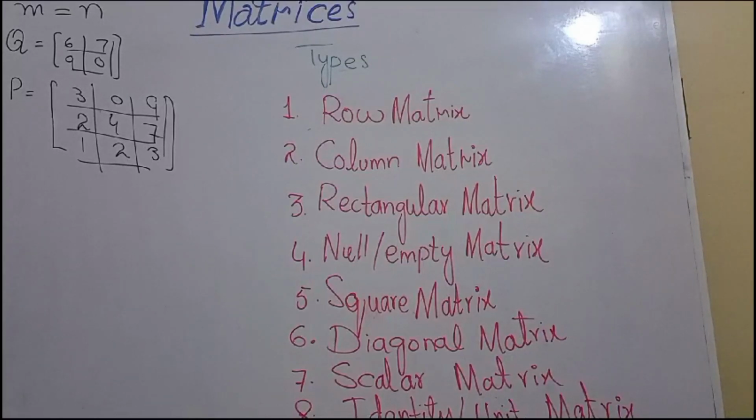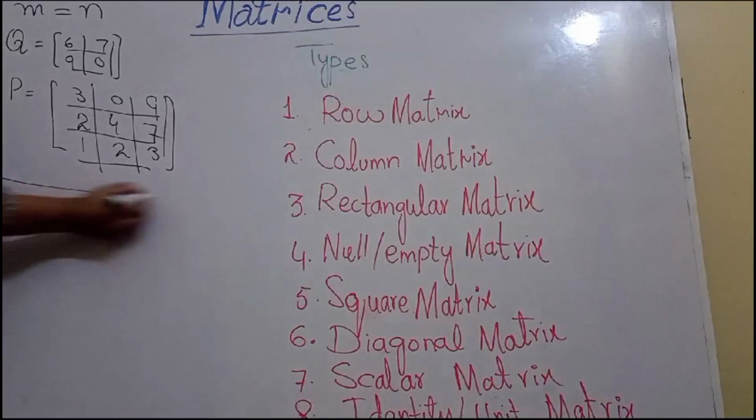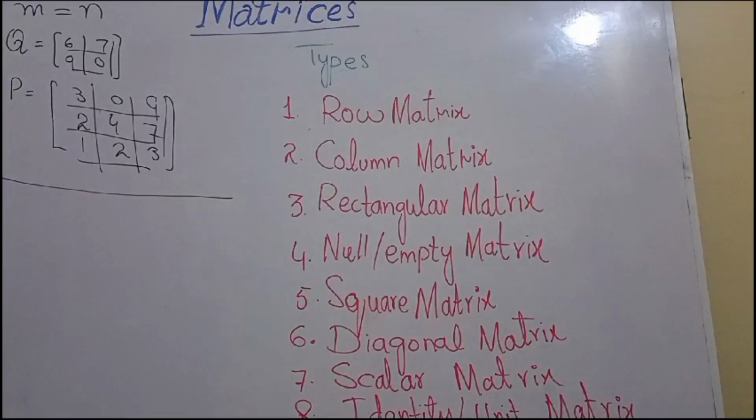Moving toward the next type, that is the diagonal matrix. For diagonal matrix, the first condition is that a diagonal matrix must be a square matrix. That means the number of rows and the number of columns in the diagonal matrix should be the same. Second thing is that in a diagonal matrix, there are numbers on the diagonal and all the elements other than the diagonals are 0.